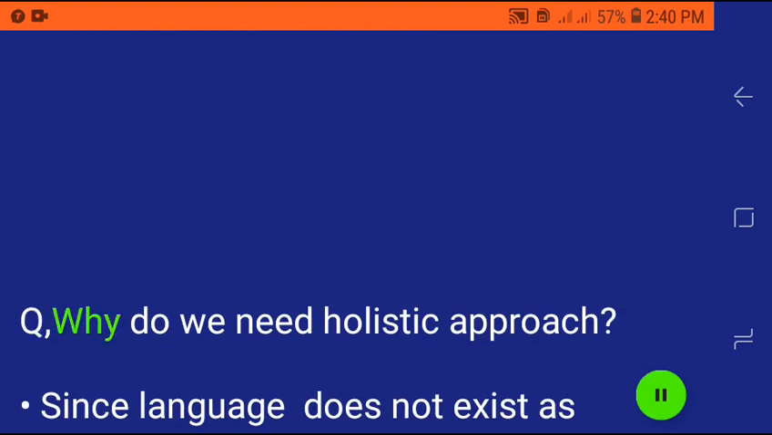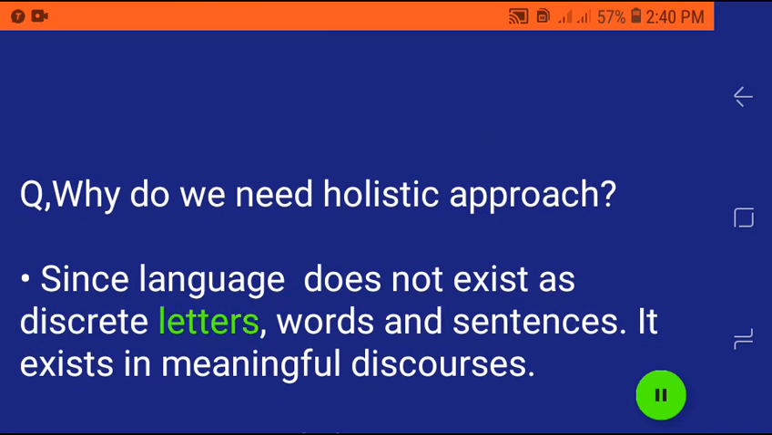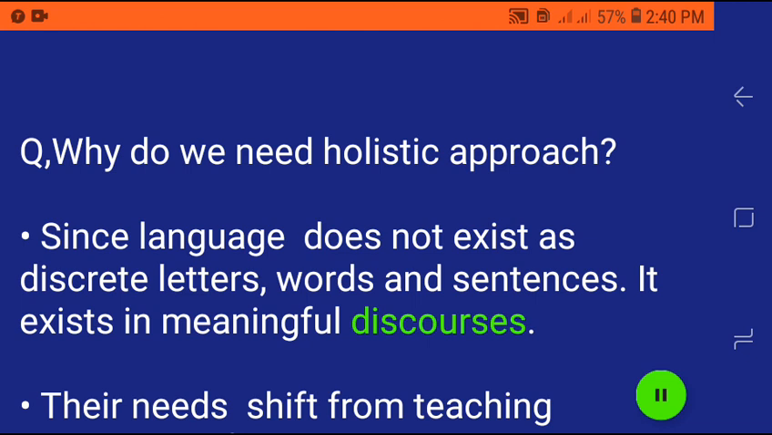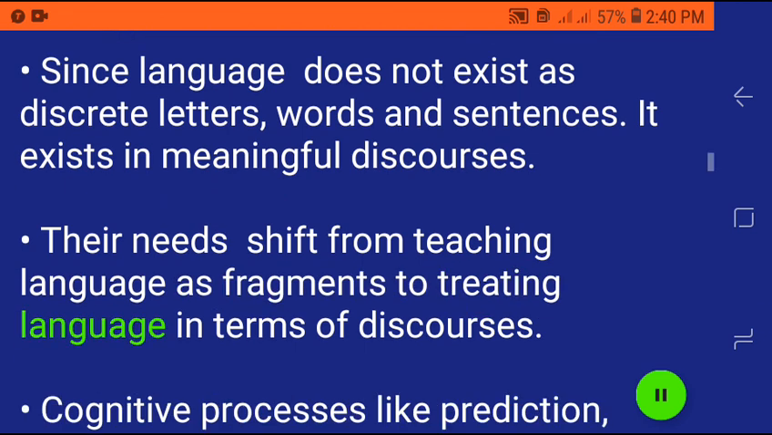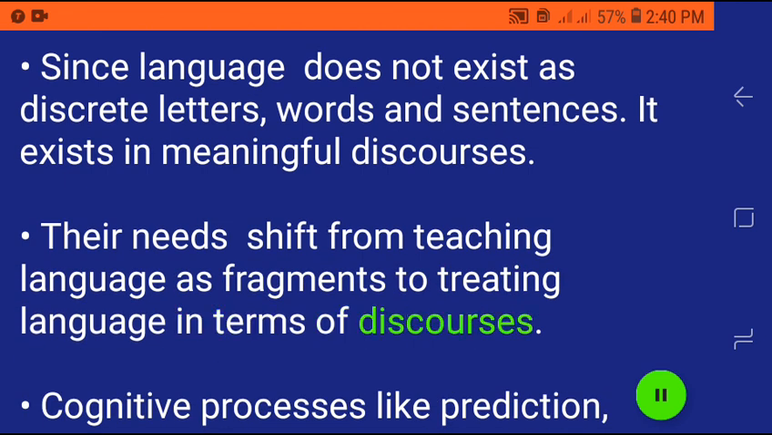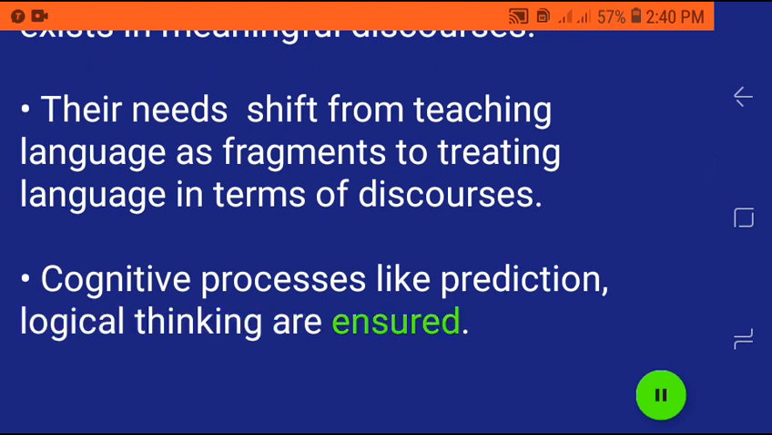Q. Why do we need holistic approach? Since language does not exist as discrete letters, words and sentences, it exists in meaningful discourses. There needs to be a shift from teaching language as fragments to treating language in terms of discourses. Cognitive processes like prediction, logical thinking are ensured.